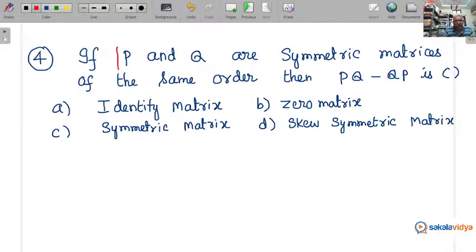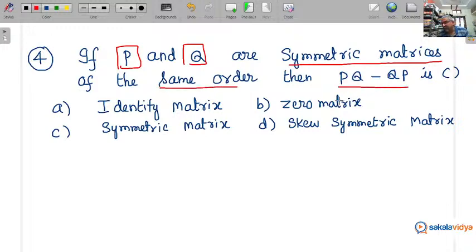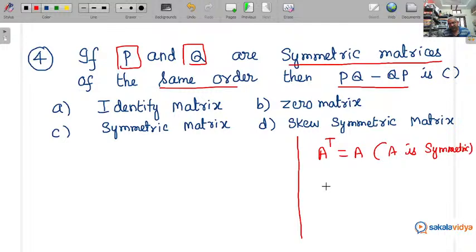Right. If P and Q are symmetric matrices of the same order, then PQ minus QP is what kind of matrix, that we need to figure out. The symmetric matrix concept we already know: if A is a symmetric matrix, A transpose is equal to A. Suppose A transpose is equal to negative A, then A is skew symmetric.